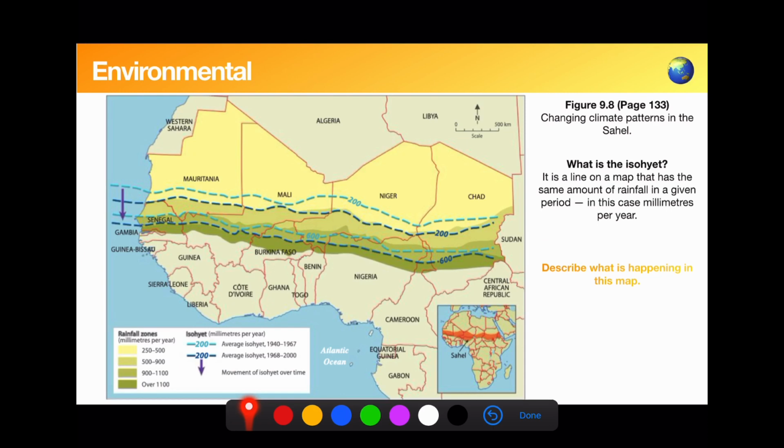Next one here. So we know we love maps. This is figure 9.8, page 133, and it's just the changing climate patterns in the Sahel. Now, what's the Sahel?